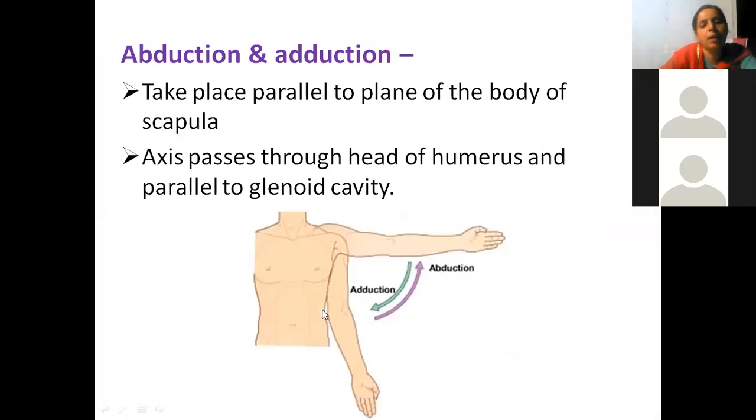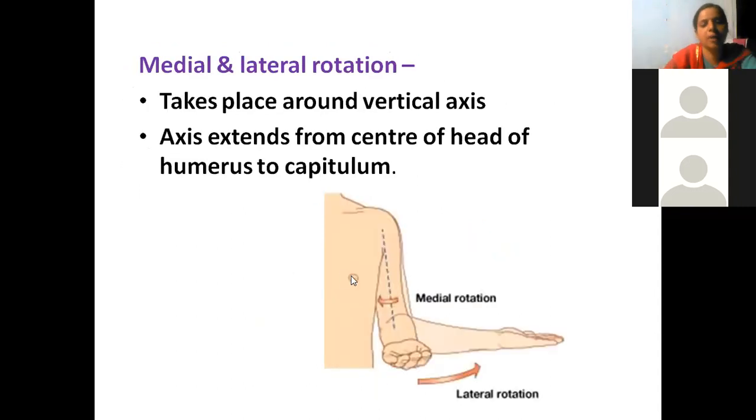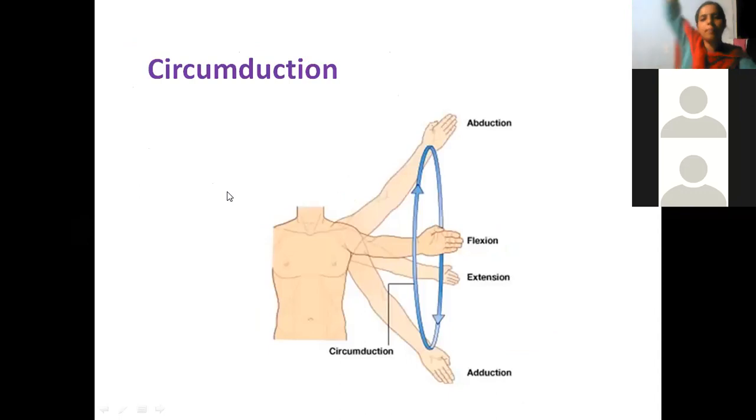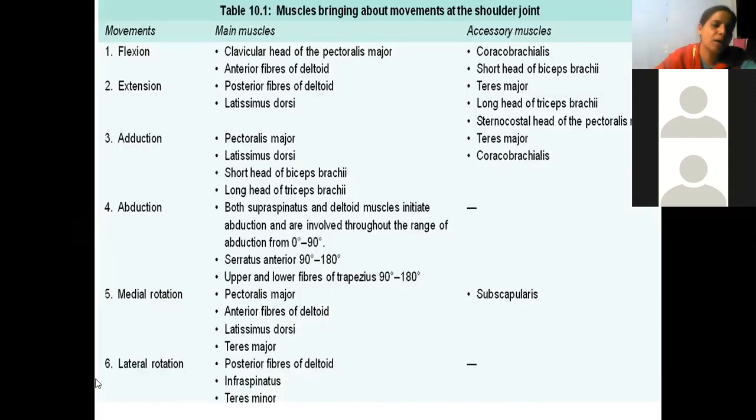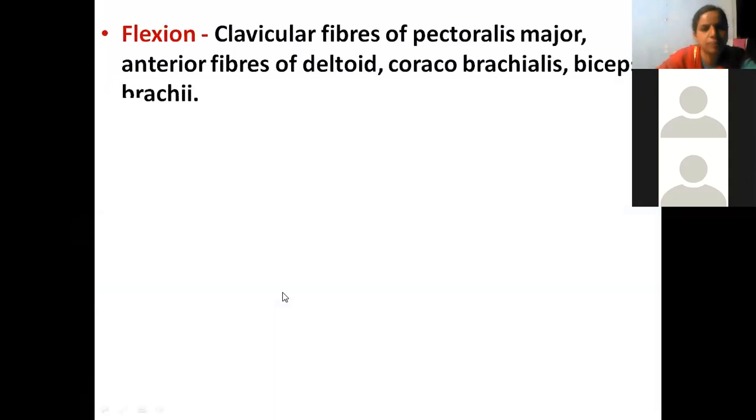When you bring the limb close to your body, you call it adduction. When you take your limb away from your body, you call it abduction. When you rotate it in this direction, that is medial rotation. When you take it away, you call it lateral rotation. Circumduction is when you completely rotate it clockwise and anti-clockwise. All these movements and the various muscles bringing about them are listed here. You can remember two muscles, that is enough. You need not remember the whole list, not required.